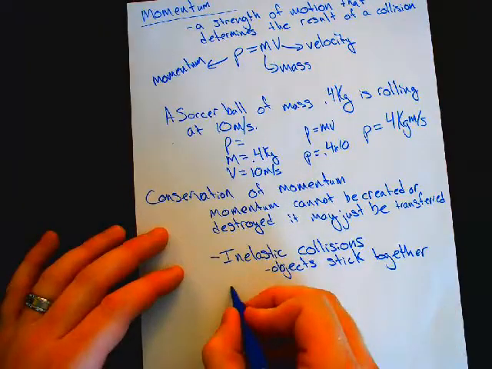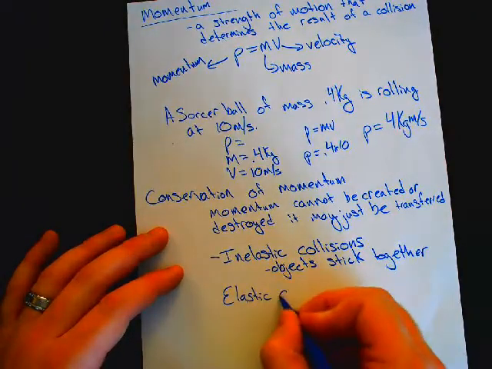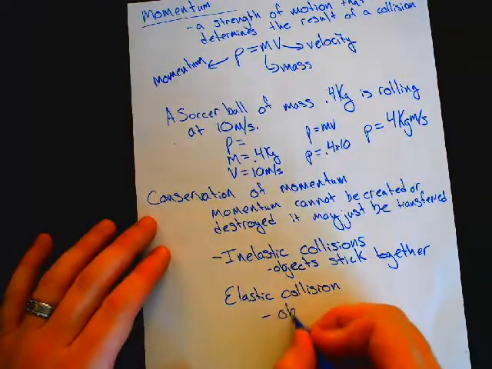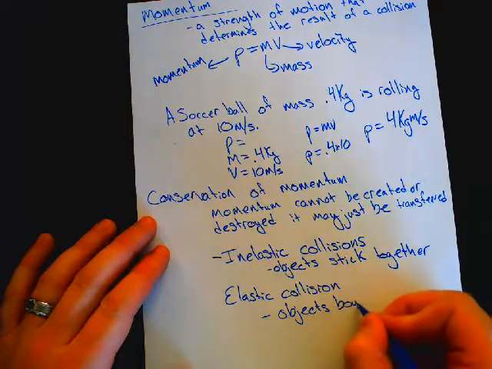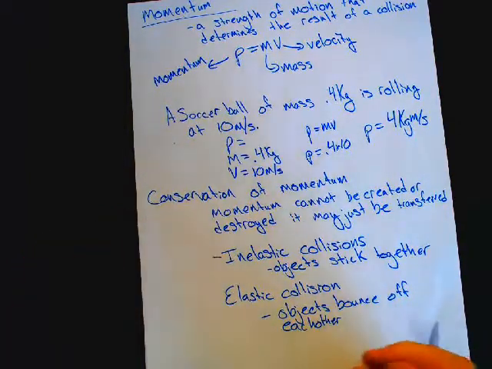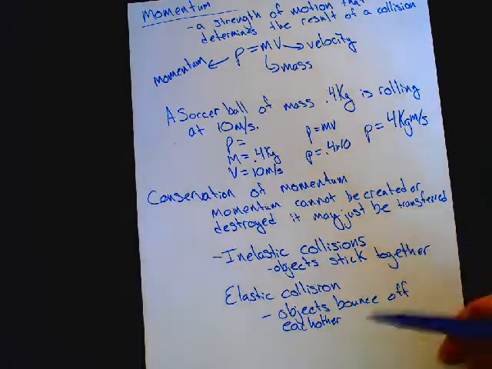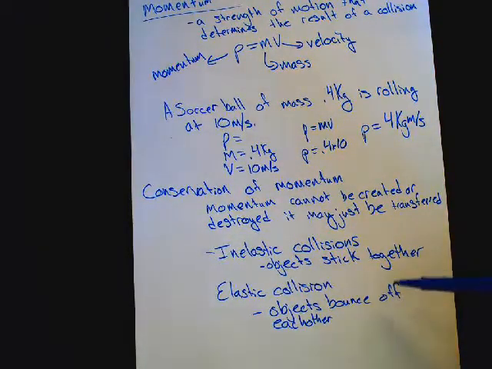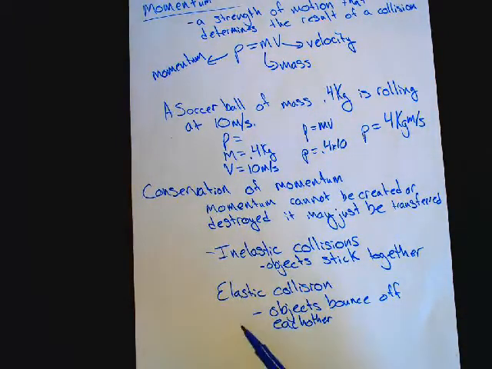The opposite then would be an elastic collision, where the objects bounce off each other. Mathematically, we are only going to look at inelastic collisions because elastic ones get tricky. Inelastic collisions are any collision where things are rolling together and they get stuck together afterwards. Elastic would be things bounce like pool balls, and that's a little harder. Okay, questions about conservation of momentum, inelastic or elastic collisions?